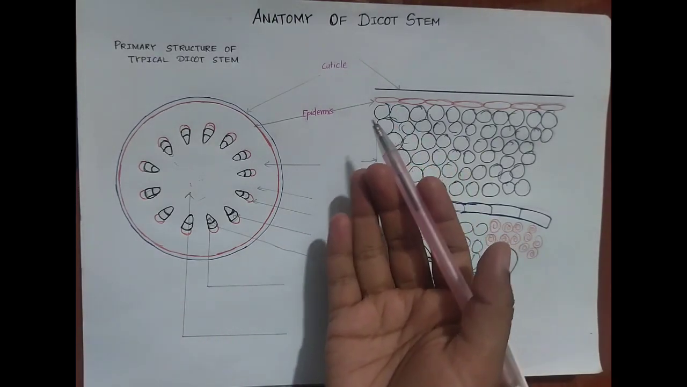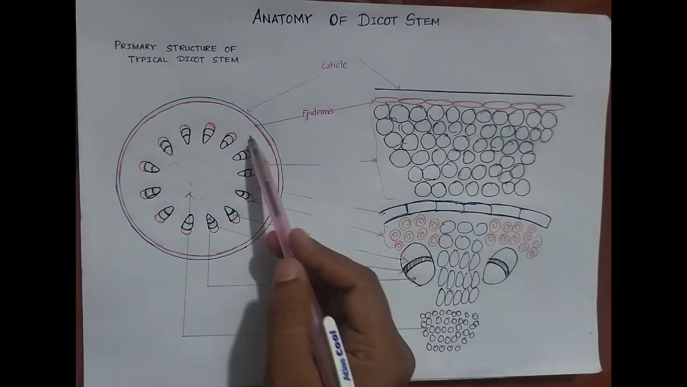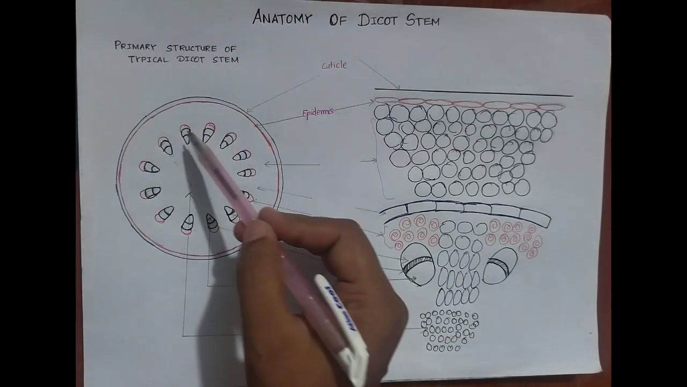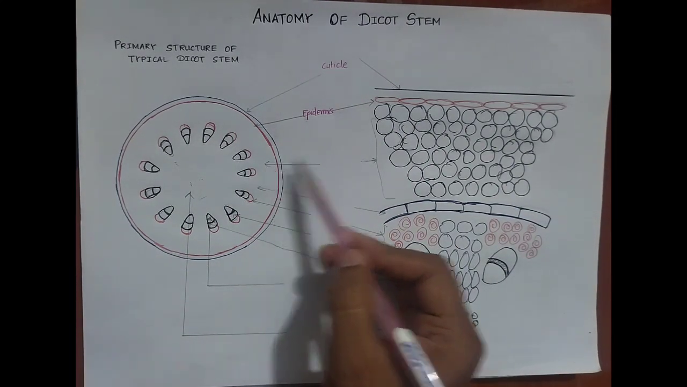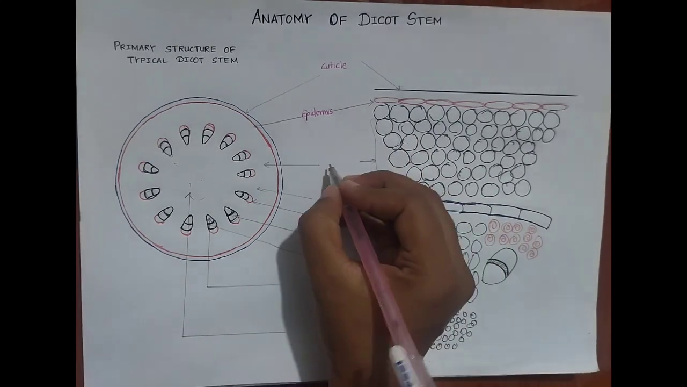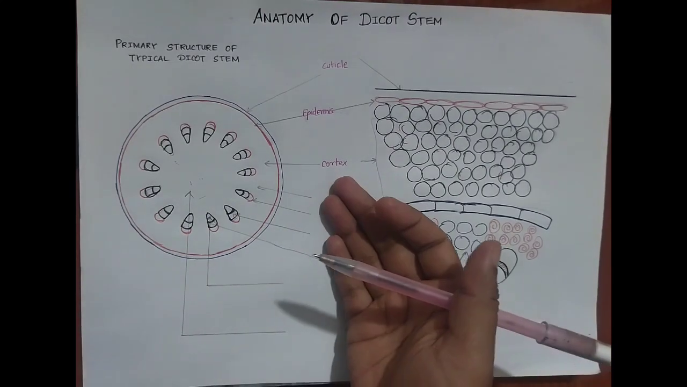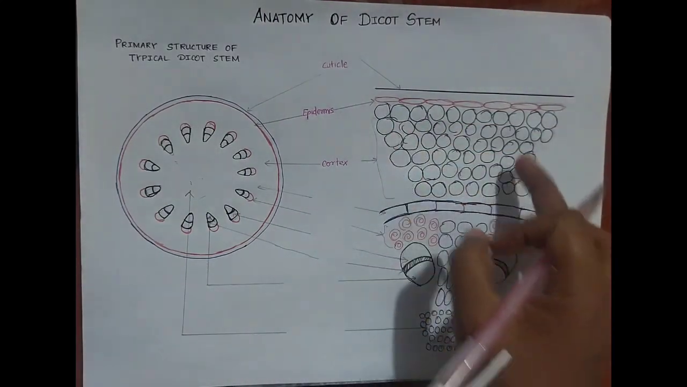When you come inside, you can see I have marked in red. This part of the stem is the primary structure. Next we will learn the secondary. In the primary structure, this part we call the cortex. The cortex is present inner to the epidermis, and here we have the cells.